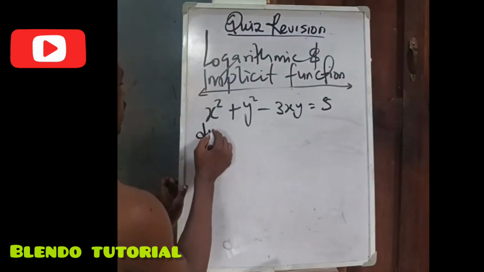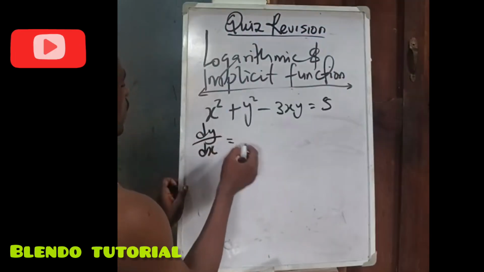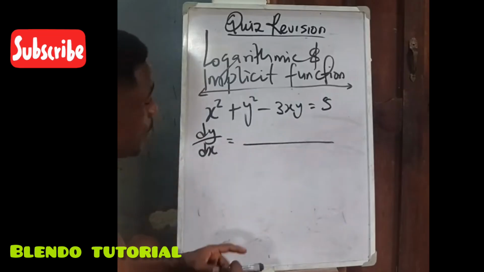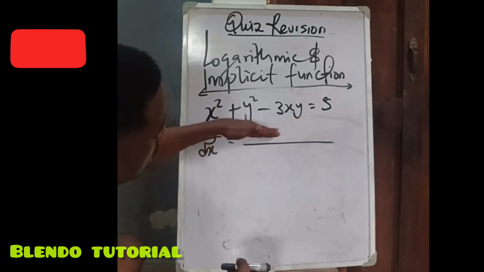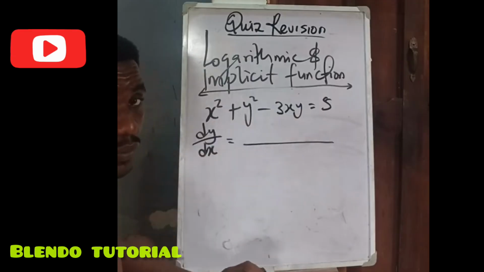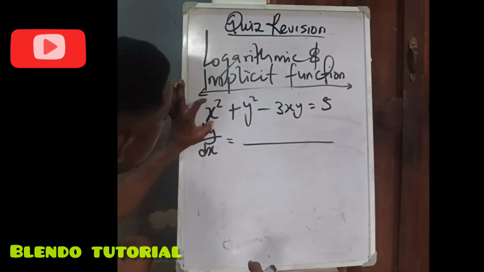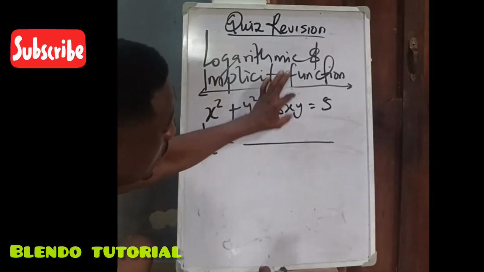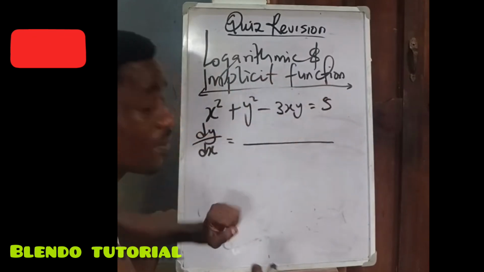Find dy/dx. Very simple. Arrange it this way. Don't stress yourself. If you differentiate x, put it at the numerator. Differentiate y, put it at the denominator. This term here is x squared. This term here is y squared. This is 3x and y. And this is 5, constant.